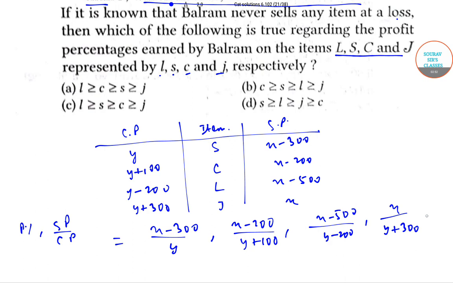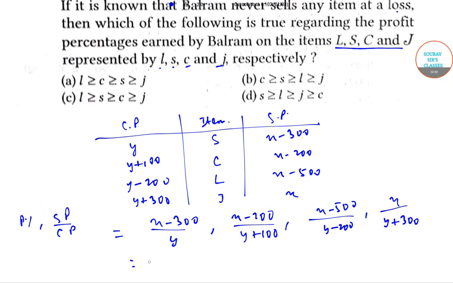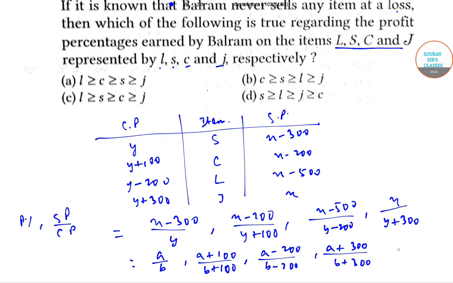Now it can be observed that the above fractions can be written as A by B, A plus 100 by B plus 100, A minus 200 by B minus 200, and A plus 300 by B plus 300, where A is equal to X minus 300 and B is equal to Y.